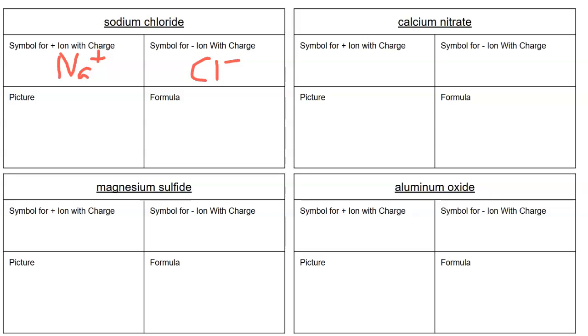It also might be helpful, though, for us to draw a little picture that shows how they come together. On one side, we have Na+, and on the other side, we have Cl-. The final formula, then, is NaCl.